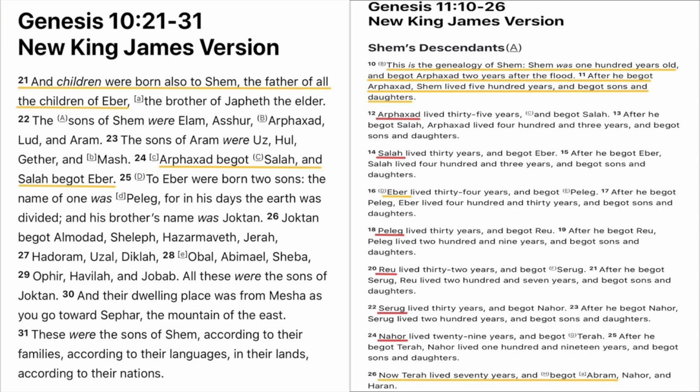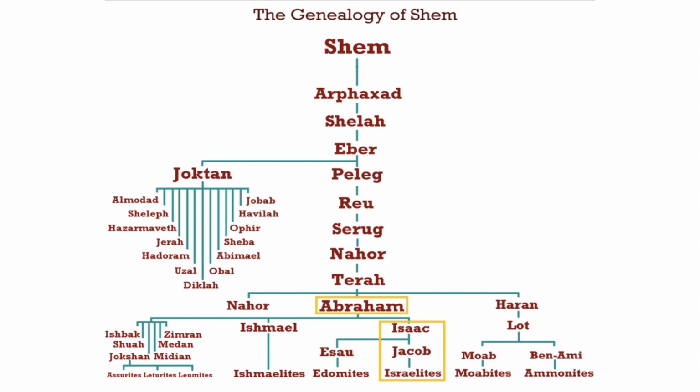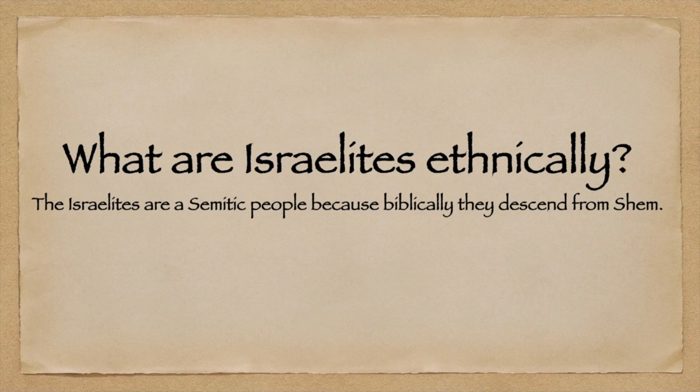So from 10 to 26 it reads, Arphaxad, Shelah, Eber, Peleg, Reu, Serug, Nahor. Now Terah lived 70 years and begot Abraham. So from the lineage, starting with Jacob to Israel, from Jacob to Isaac to Abraham, going from Abraham back to Shem, we see that this lineage is very specific and male-oriented. The Israelites basically are a Semitic people because they descend from Shem.